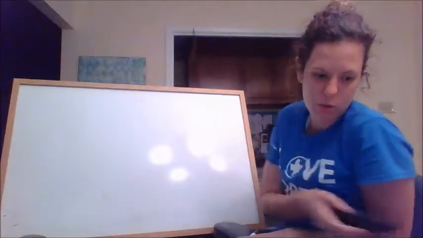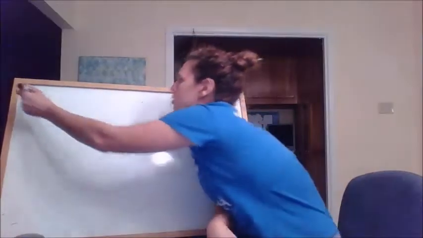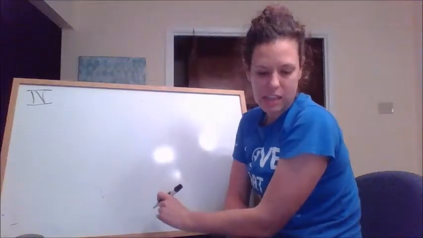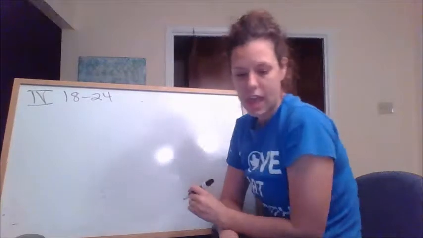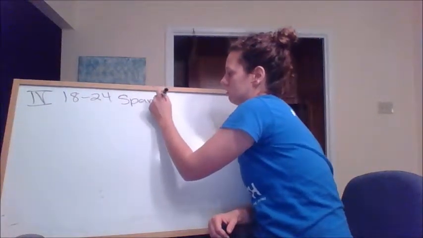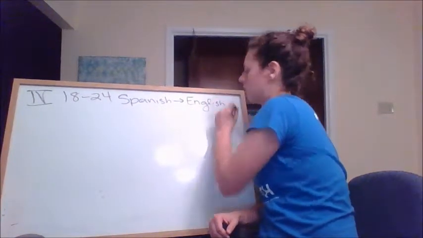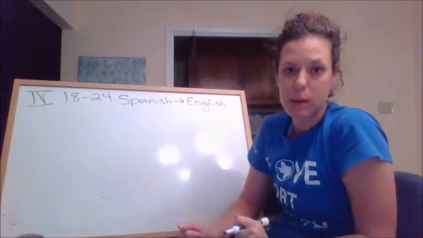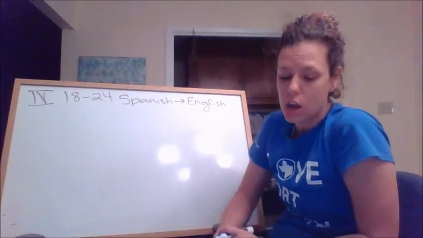Part 4 and 5, I believe. So yeah, parts 4 and 5 are going to be vocabulary words. Part 4 is going to be 18 through 24. Okay. And this is going to be Spanish to English. So I'm going to give you words in Spanish, and you're going to translate them to English.